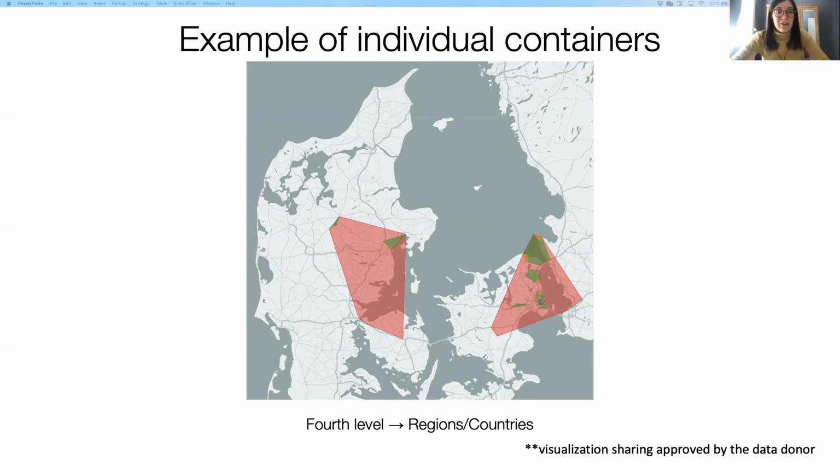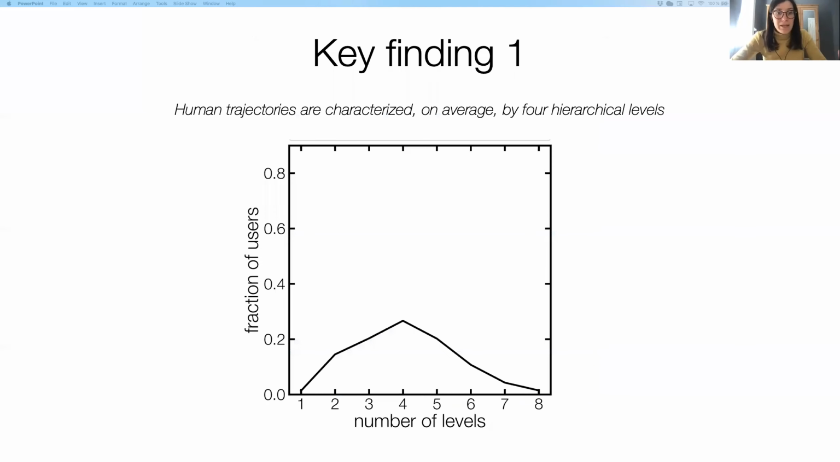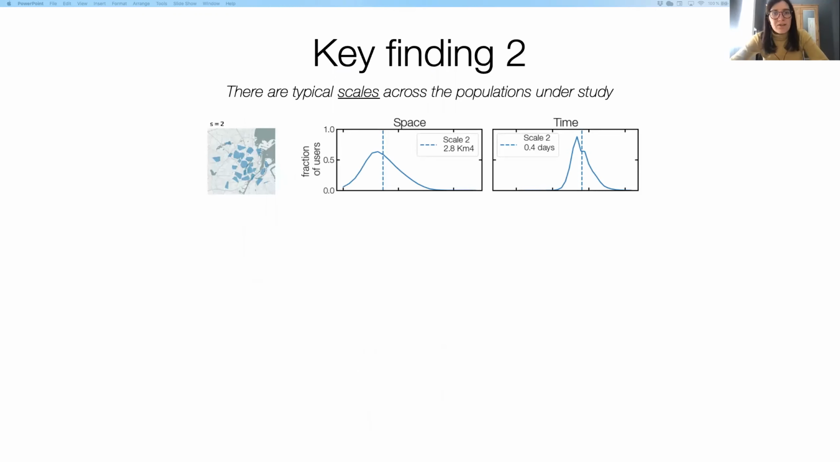And what did we find? First of all, we found that people are characterized on average by about 4 hierarchical levels. Yes, there is some level of variability across individuals, but the typical size is 4. And the second finding is that across individuals, when we look at the distribution of container sizes, we find that there are characteristic scales, so characteristic sizes for the containers. The first one corresponds to the neighborhood scale, which has approximately size 3 kilometers.